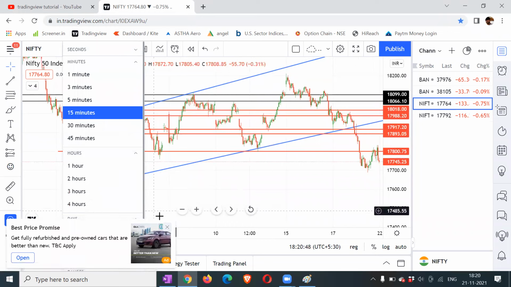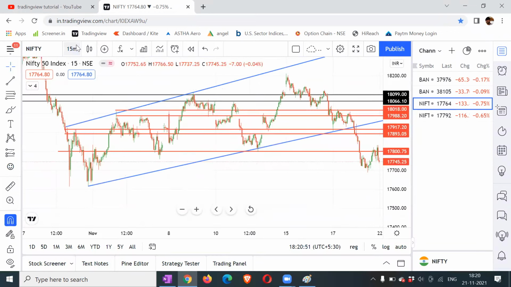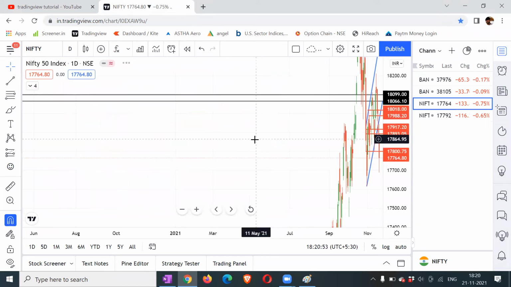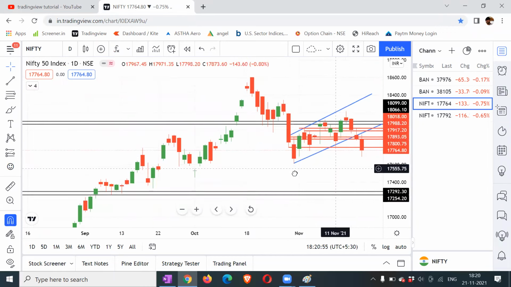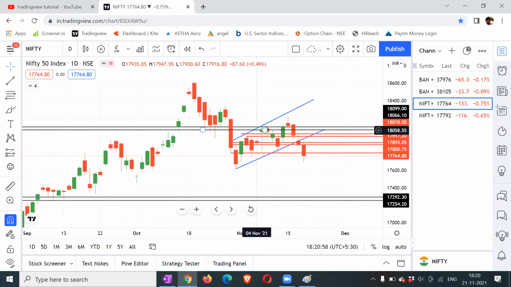If I go to the daily chart, you can simply see that it has taken resistance at this strong zone. It tried, tried again, and fell hard, meaning this level is so important. Previously it touched and bounced; now it's trying from the downside. These lines are acting as a strong zone. When it was above, it was a support. Now it's below, it's a resistance.